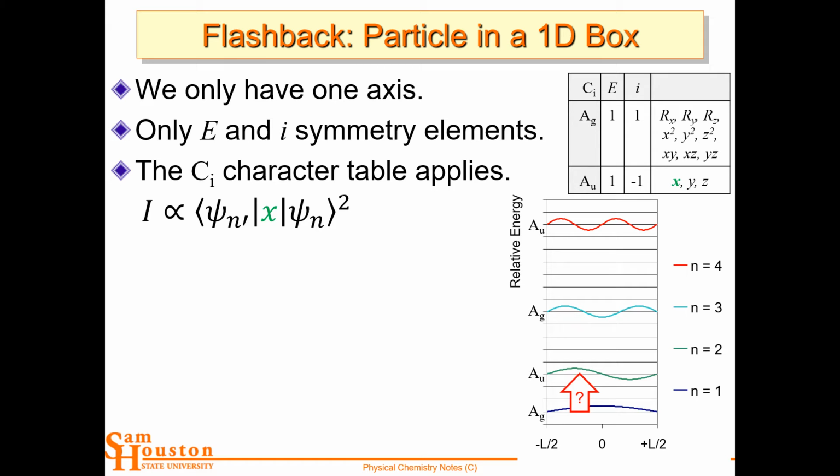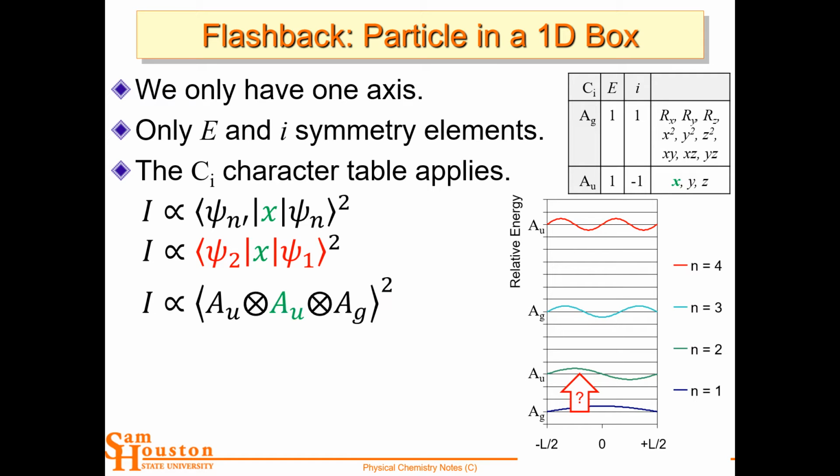So our question is, can we make this jump from 1 to 2? And so here's where we substitute the symmetries. The symmetry for wave function 1 is AG. The symmetry for wave function 2 is AU. The symmetry for light is AU. So it's color-coded for you.